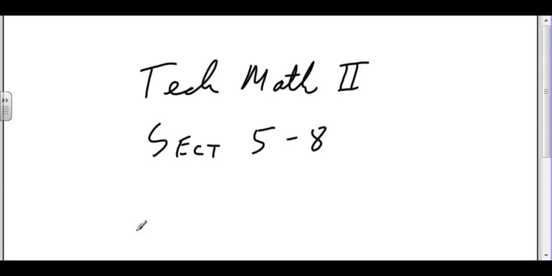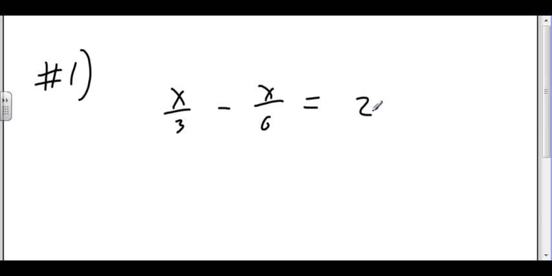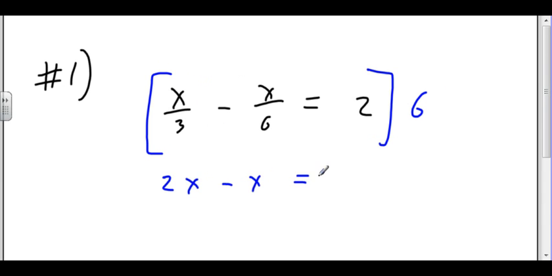Solve and check it. And we'll look at number 1 for a warm-up problem. x over 3 minus x over 6 is equal to 2. What I would do with a problem like this is get rid of the fractional part. Just multiply everything by 6. 2x minus x is equal to 12. x is equal to 12. x equals solution set 12.